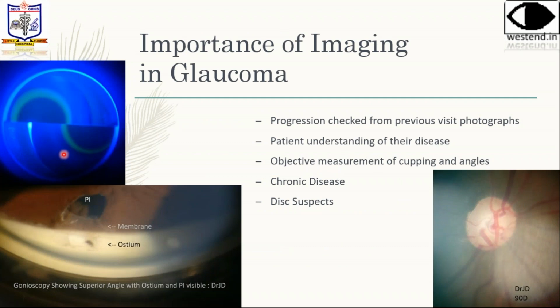And on this side, you can see Goldmann applanation tonometry. Here you can see a gonioscopic photograph showing the peripheral iridotomy and a membrane coming from the iridotomy to the ostium of the trap. So this is a surgical iridotomy of a trabeculectomy surgery. And this is a fundus disc image showing glaucomatous cupping. So you can do multiple photographs. You can keep checking what the change is. Very important in glaucoma to know if the disease is progressing or not.